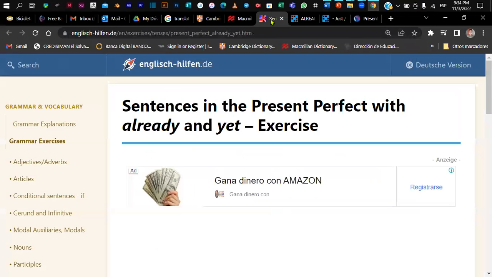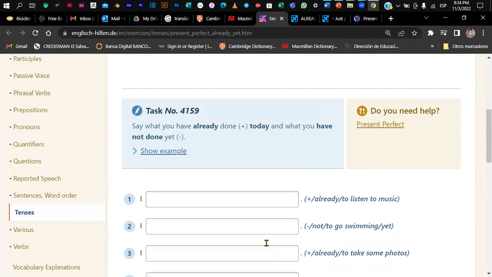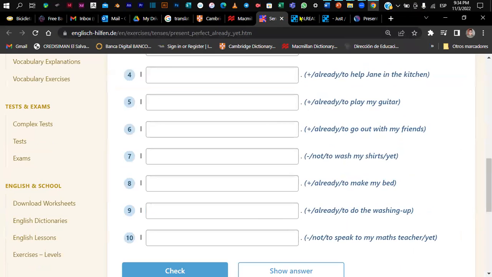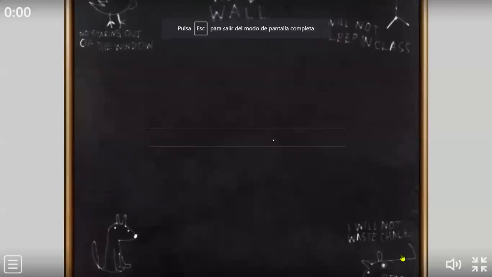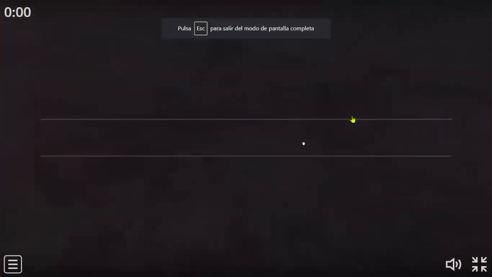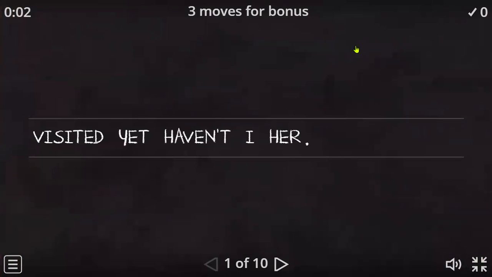Okay. I was telling you that we have these exercises. This is grammar. And this is like a mini game. Let's open it and let's see. This is to practice the same topic about present perfect. The indication is to rearrange or reorganize the sentence. You tell me what the correct order is. Check.